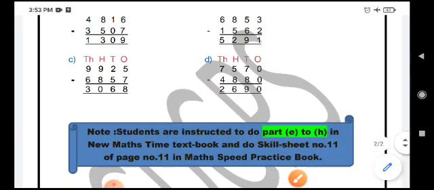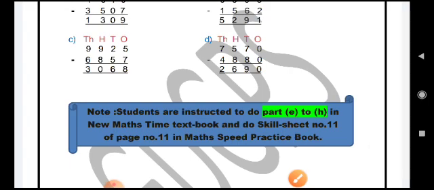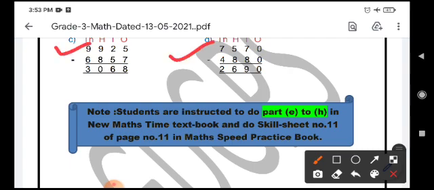Students, you are going to do the rest of the parts like this also. Parts C and D are shown here. And you have to do parts E to H in the New Maths Time book yourself. And also do skill sheet number 11 on page number 11 in the Math Speed Practice book. This was all for today.